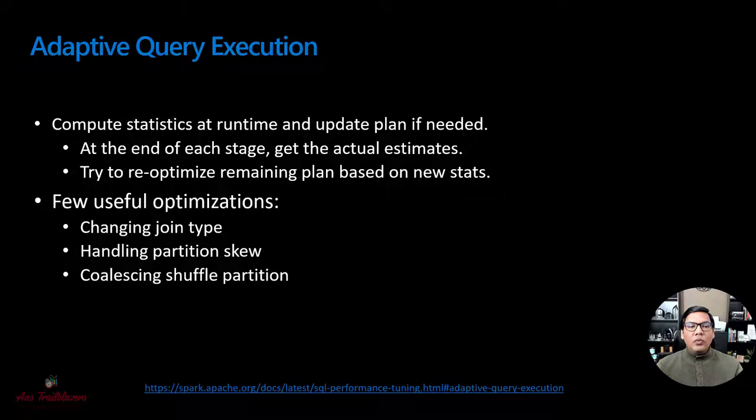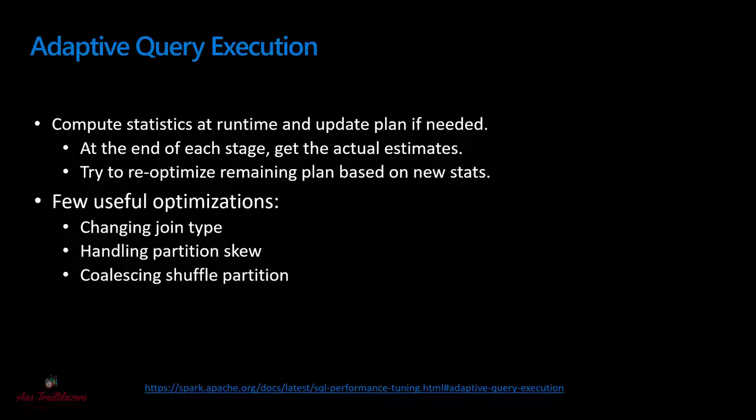There are a few useful optimizations that were brought with adaptive query execution. As of now, there are 3 types of this optimization. The very first one is changing join type. We know that in Spark, sort merge join is the default physical join operator. However, broadcast join provides the fastest possible joining of those two tables. So what this optimization does is look for an opportunity where the query optimizer can switch from sort merge join to broadcast join based on the new stats that have been collected. So basically, it converts sort merge join to broadcast join.